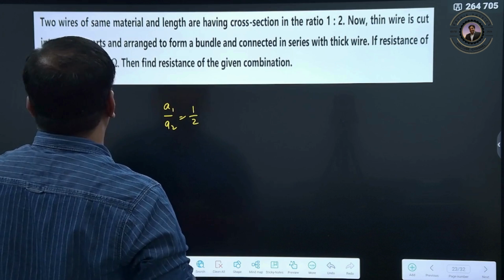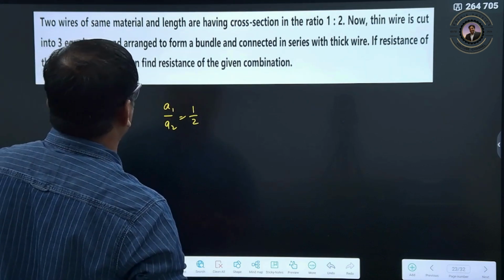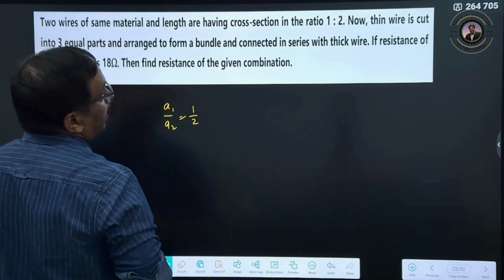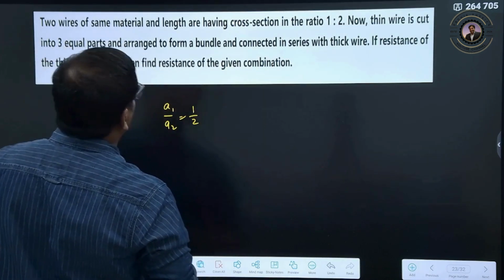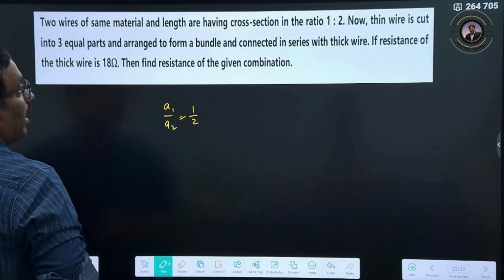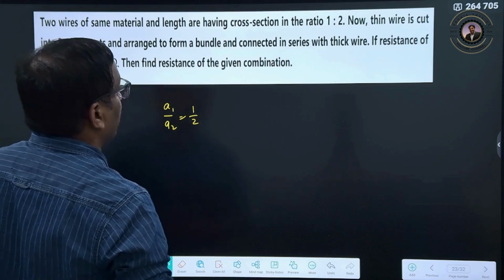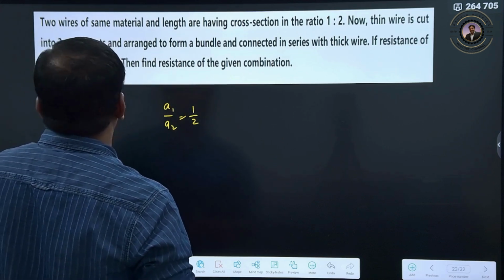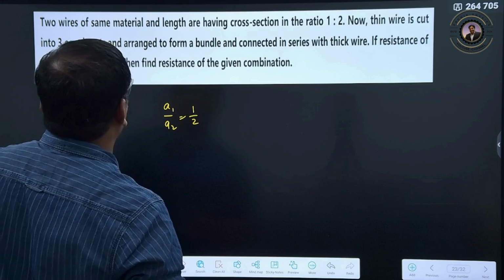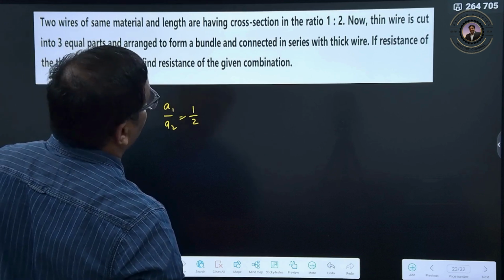Now a thin wire is cut into 3 equal parts. Thin wire means the A1 part. It is cut into 3 equal parts, arranged to form a bundle, and connected in series with a thick wire. If the resistance of the thick wire is 18 ohms, find the resistance of the given combination.